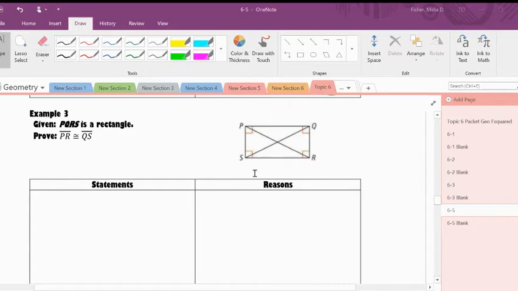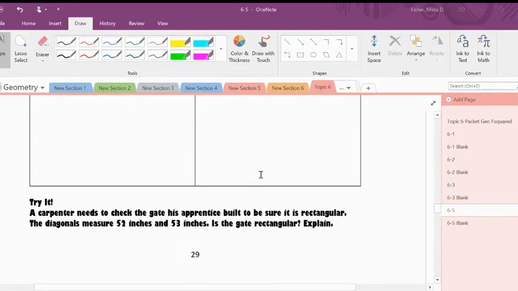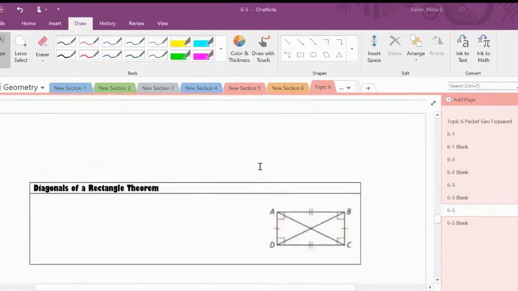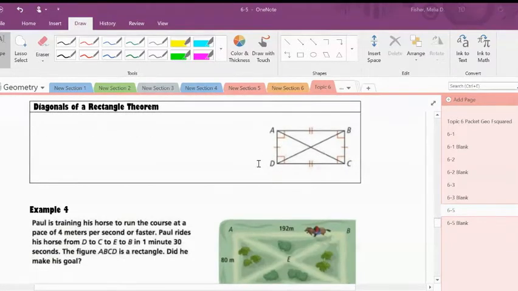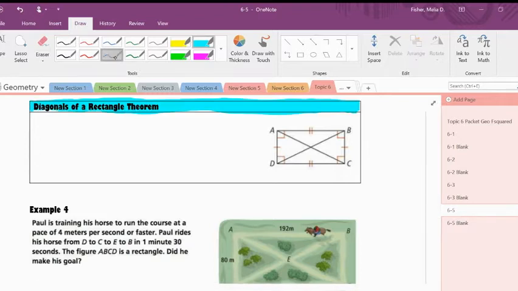For sake of time this year, we're skipping example 3. We're going to go ahead and jump to the diagonals of a rectangle theorem, and because it's a theorem, I once again am going to highlight this so that it's easy to find. It says if a parallelogram is a rectangle, then its diagonals are congruent.